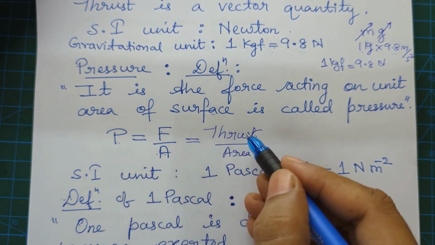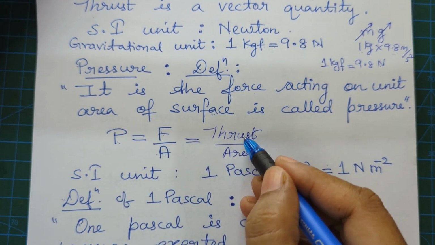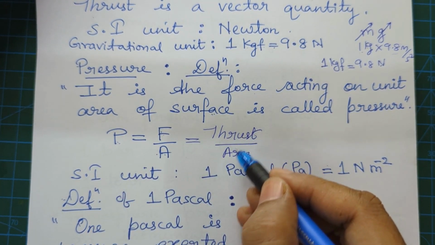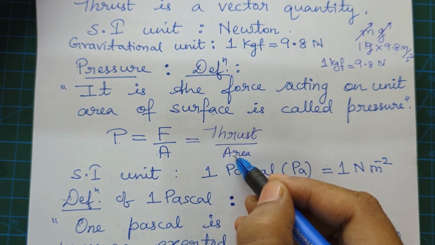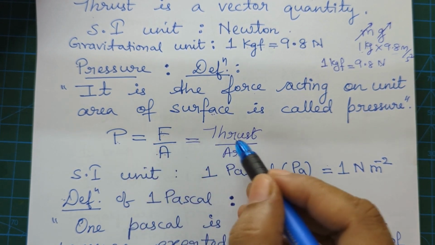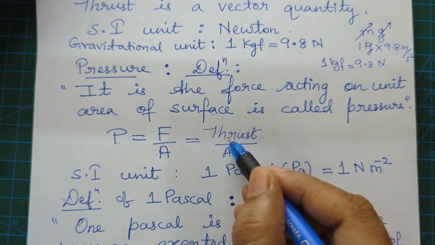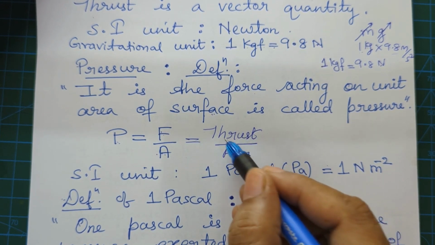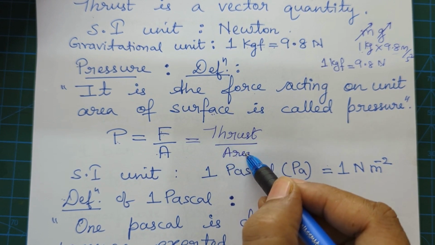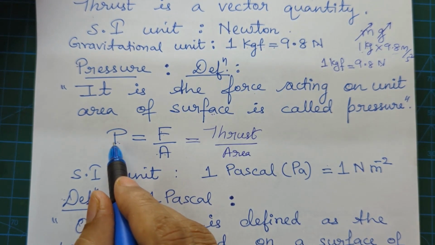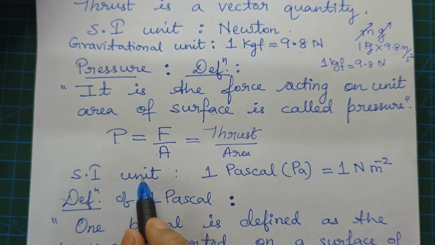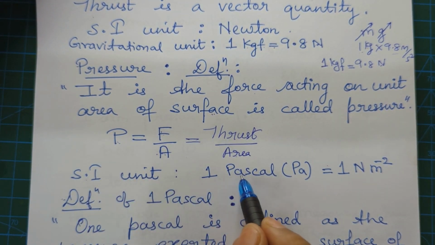So pressure is thrust per unit area. Thrust is measured in terms of newtons. Area is measured in terms of square units. So pressure is measured in terms of Newton per meter square. And what is 1 Newton per meter square? 1 Newton per meter square is the SI, Standard International Unit of measuring pressure. So SI unit of pressure is 1 Pascal.